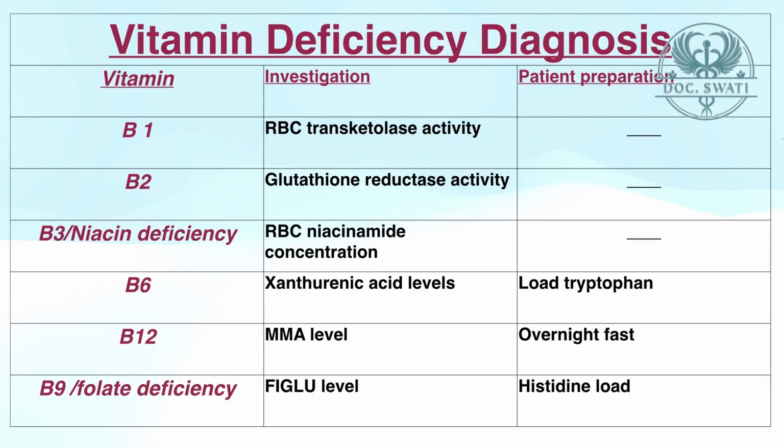So the last slide before solving MCQs is vitamin deficiency diagnosis. Vitamin B1: the investigation is RBC transketolase activity. For B2, the investigation is glutathione reductase activity. Niacin deficiency is investigated by RBC niacinamide concentration. For B6, we check xanthurenic acid levels, and for patient preparation, we load tryptophan. The investigation for B12 is MMA level, with overnight fast as patient preparation. For folate deficiency, investigation includes FIGLU level, and patient preparation is a histidine load.